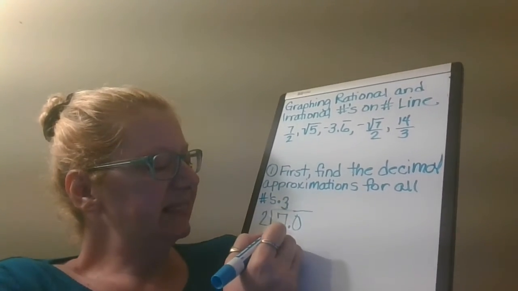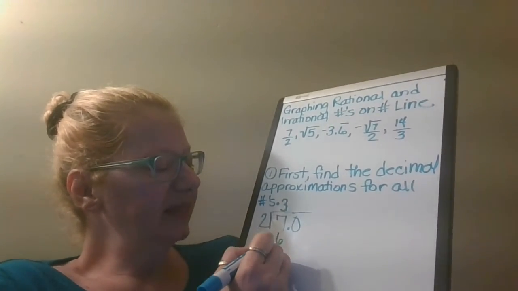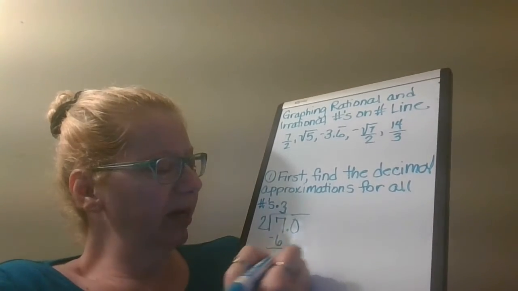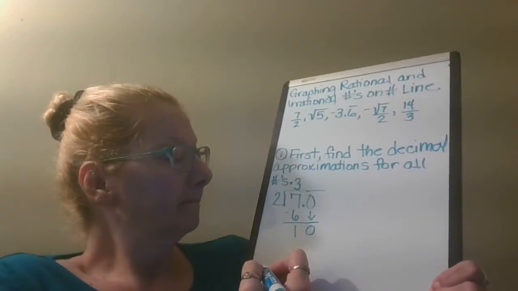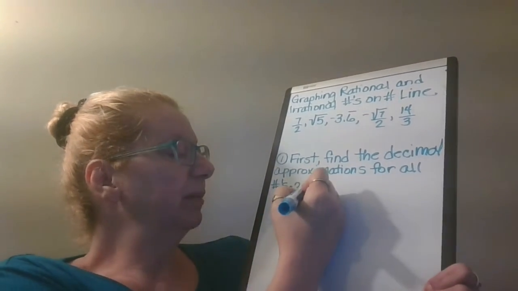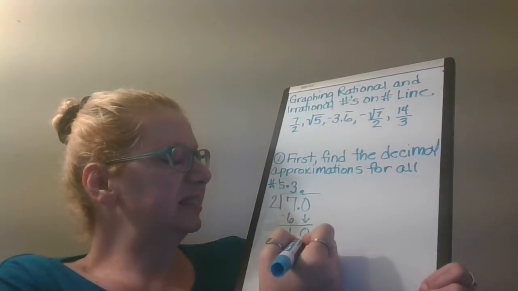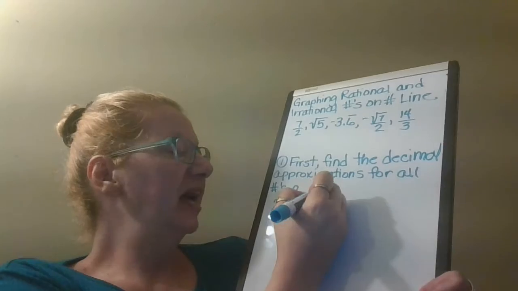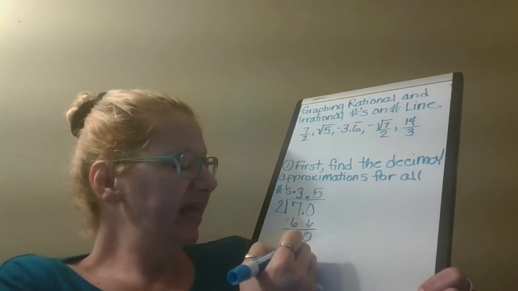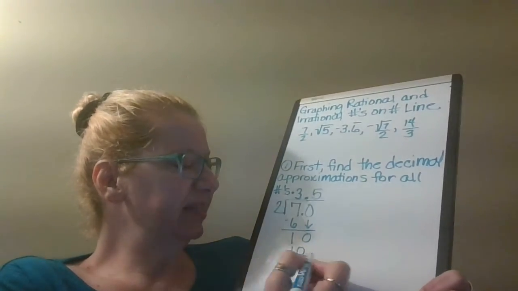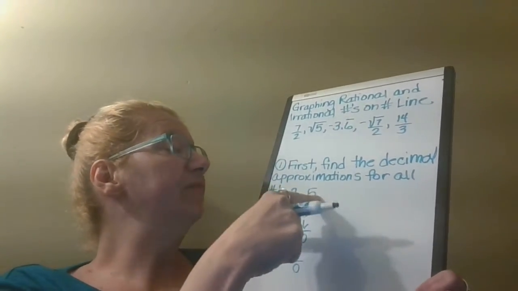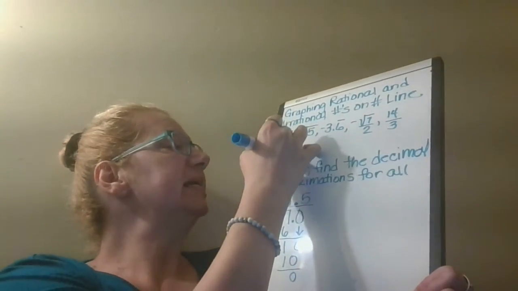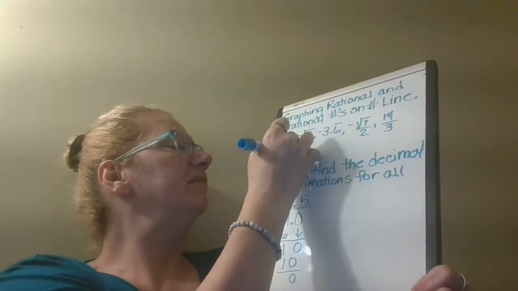2 times 3 is 6. So we're going to subtract that 6. 7 minus 6 is 1. And we're going to bring down the 0. I'll bring my decimal point up here. 2 goes into 10 5 times. 2 times 5 is 10, and we're left with 0. So our decimal form for 7/2 is 3.5.